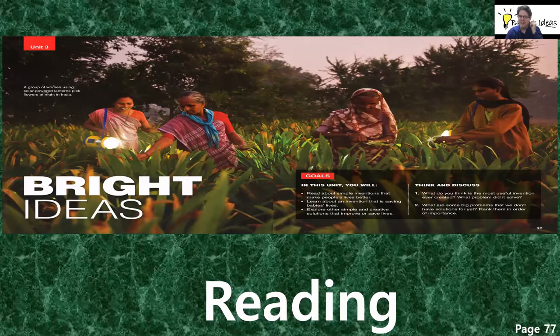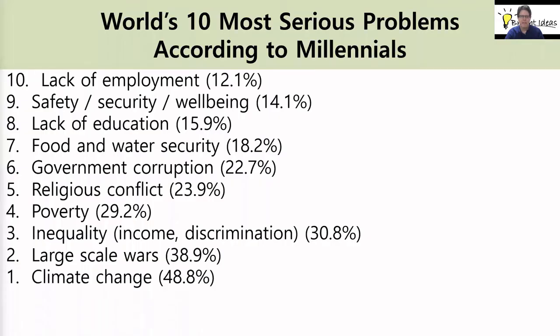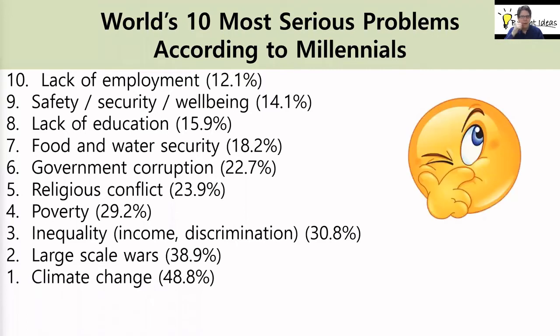All right, so we're doing the reading. You can see the goals, just go on page 77. But before we begin with the book, I just wanted to show you a little chart. Here it is, and it's something for you guys to think about. What's your top 10? Are all of these in your top 10? Are most of these in your top 10? These are the world's 10 most serious problems according to millennials. And this was a few years ago, but I'm pretty sure nothing has really changed much. Positions may have changed, but I think climate change is still number one with all the news that we hear. All right, anyways, this is something for you guys to think about, and I thought I would just show you.